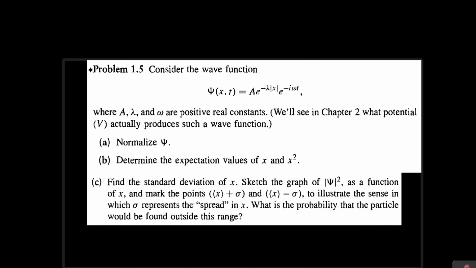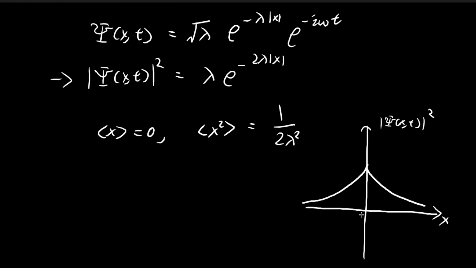And here we need to mark the points, the mean of x plus and the mean of x minus the standard deviation. So you would expect the mean of x, which is equal to 0, to be right at this very point. You would expect the mean of x plus the standard deviation to be somewhere around here, and then the mean of x minus the standard deviation will be somewhere around here. And you can see that everything is symmetrical. So this region would be the region within 2 standard deviations. So this is how you mark the 2 points on your axis.